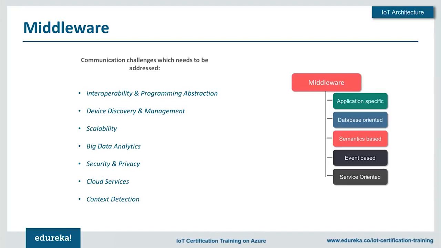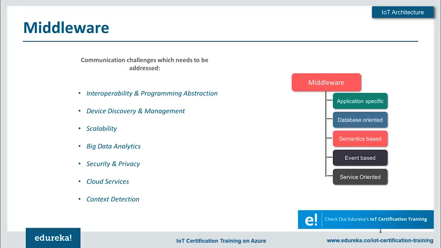Usually, when I use a highly capable middleware, it also lets me perform big data analytics and implement security and privacy. And this in turn usually helps me communicate with my cloud computing and also with context detection.